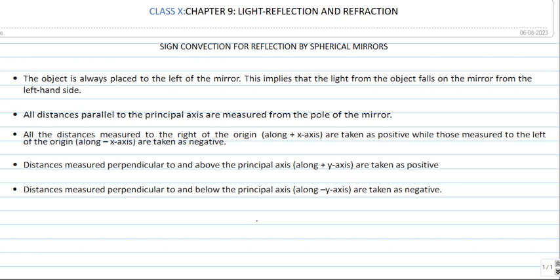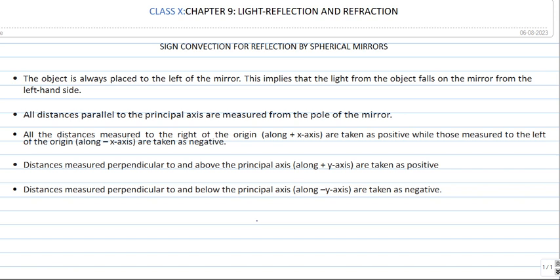In the previous video, we saw a few concepts from chapter 9, Light, Reflection and Refraction of class 10 NCERT book. This is a continuation of that video. Here we will see two important concepts for solving problems in this lesson. The first thing we will see here will be sign convention for reflection by spherical mirrors.